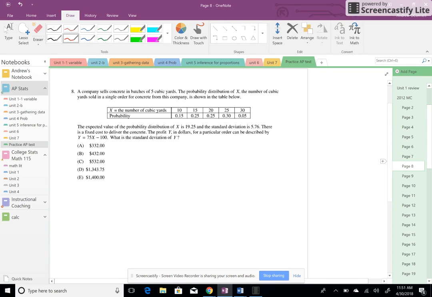A company sells concrete batches in 5 cubic yards. The probability distribution of X, the number of cubic yards sold in a single order for concrete from this company is shown below. So the expected value of the probability distribution of the number of cubic yards X is 1925, and the standard deviation is 576. There's a fixed cost to deliver the concrete. The profit Y in dollars for a particular order can be described by that. Find the standard deviation of Y.